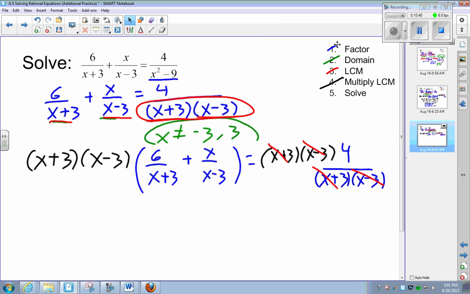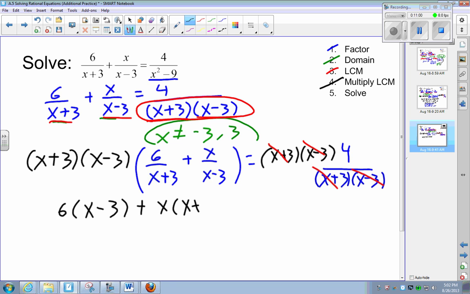And so let's go ahead, multiply everything on the left-hand side of our equation in. And when we do that, we're going to get 6 times x minus 3 plus x times x plus 3 is equal to 4. All right, I'm going to go ahead and pause the video here again. This is just some algebra, and I'll come back with the solutions.